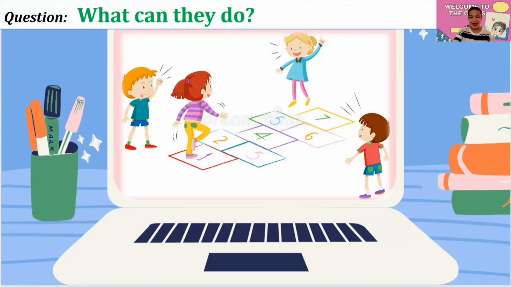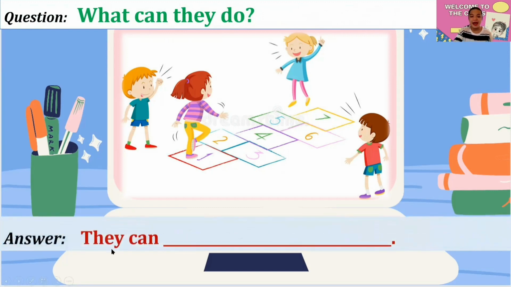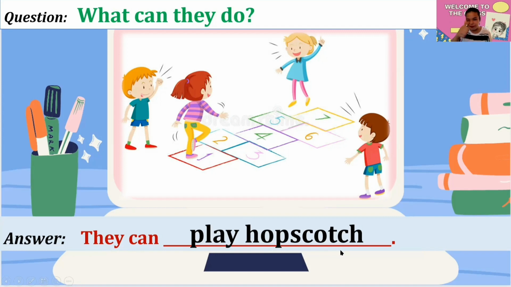What do you think? Well, the answer will be, they can, perfect, play hopscotch. Everybody, they can play hopscotch. Very good. Now let's read it very slowly. Let's begin here. What can they do? They can play hopscotch. Very good. Now I want you guys to read it by yourself.